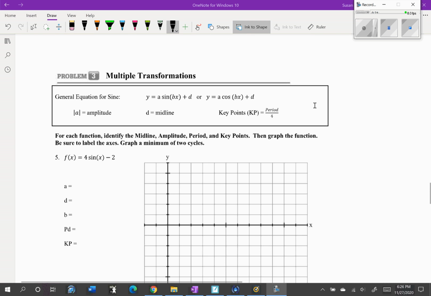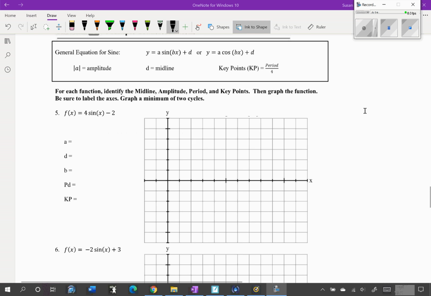All right, so let's go ahead and do multiple transformations. So again, when you are graphing these, make sure you always label your key points on your axes, so x and y. And we're going to graph a minimum of 2 cycles. So these, again, are the general equations that we're using. So A is amplitude. B is going to be changing the frequency of our graph. We're not going to be doing that right now, so don't worry about the B value. So for our purposes, the B value is going to be 1. And D, we know, is going to be the midline.